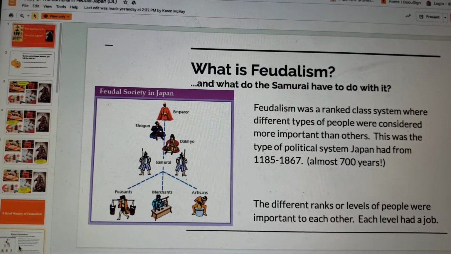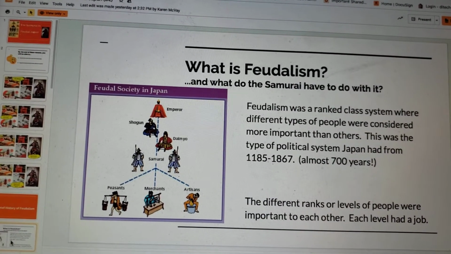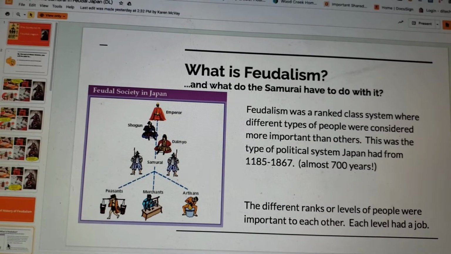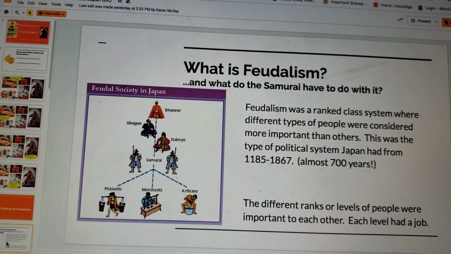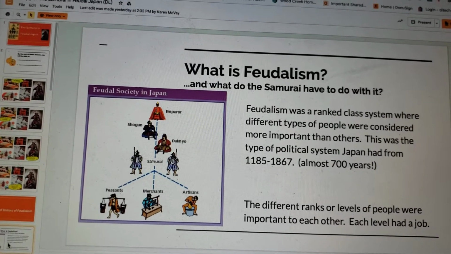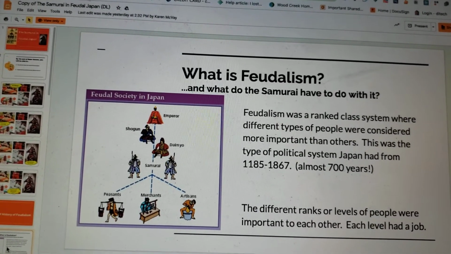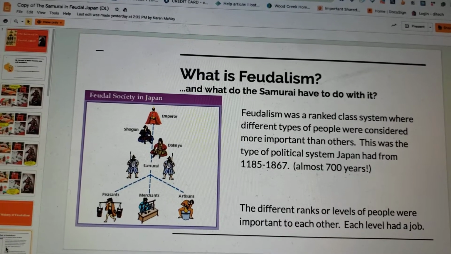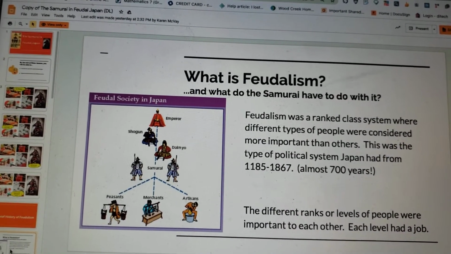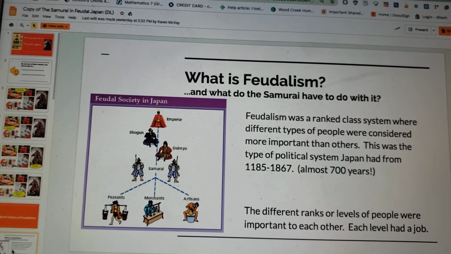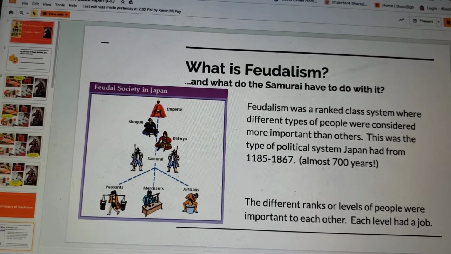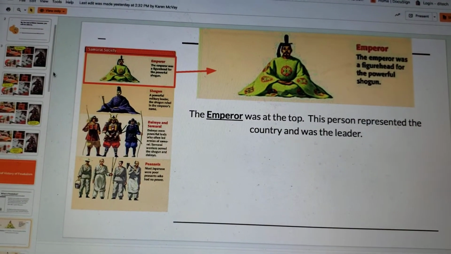Feudalism was a ranked class system where different types of people were considered more important than others. This was the type of political system Japan had from 1185 to 1867. That's almost 700 years. The different ranks or levels of the people were important to each other. Each level had a job. We're now at slide number 9.